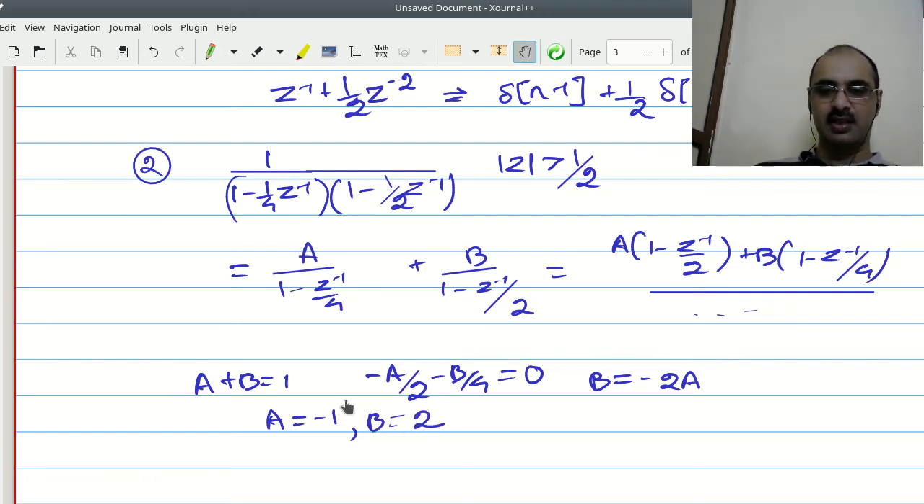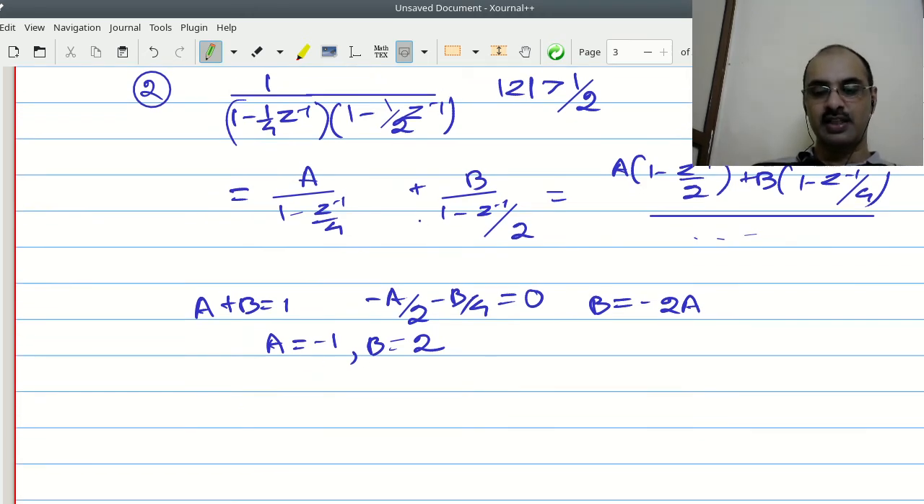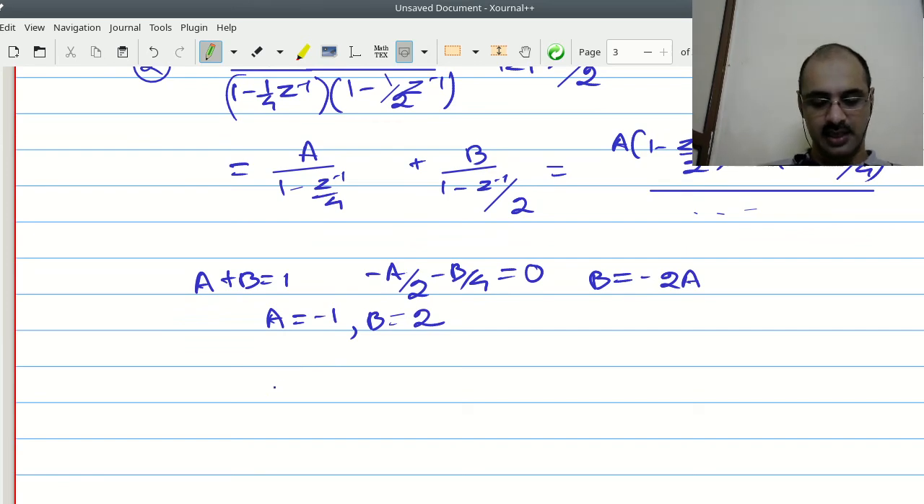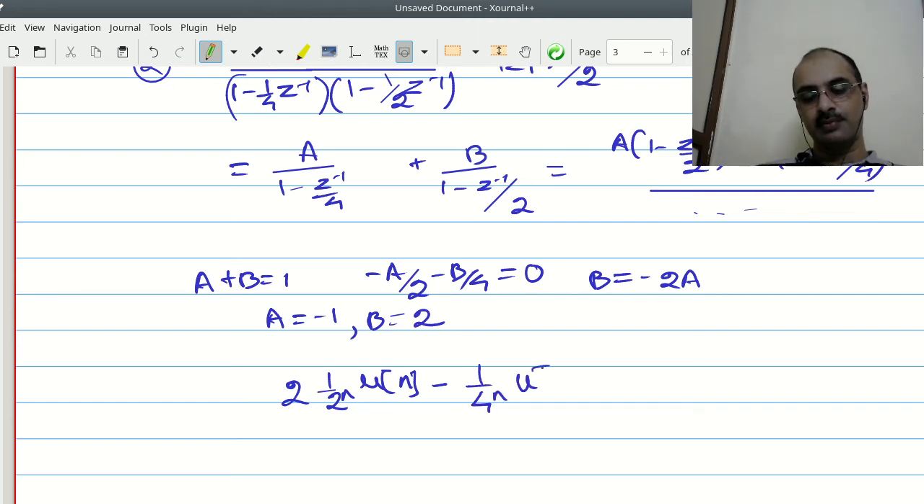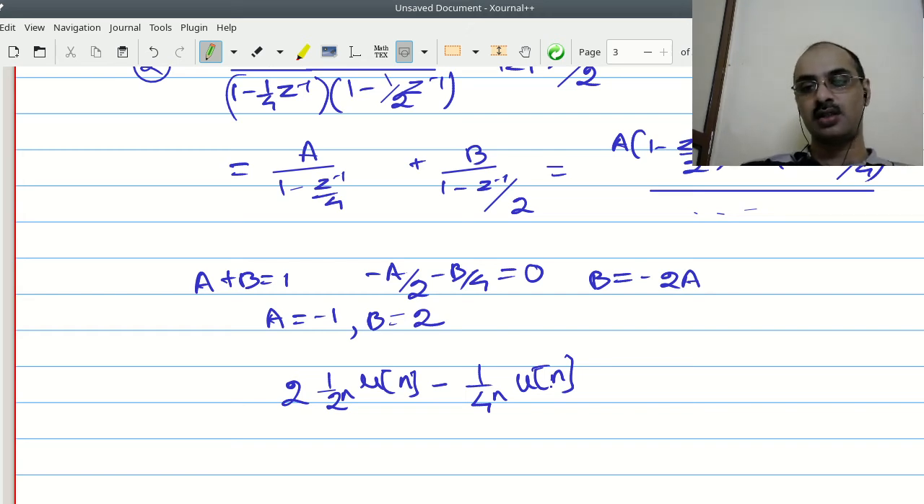So mod Z greater than half means we go for the right sided sequence, which means if I substitute it over here, I get the answer as 2 times (1 by 2) power n un minus (1 by 4) power n un. So I use the partial fraction expansion to expand into a combination of the addition of two single pole sequences, and for single pole sequences, 1 by 1 minus A Z inverse, you know exactly how to find the inverse Z transform. Use that and then just give the answer. Be careful about the ROCs, okay?